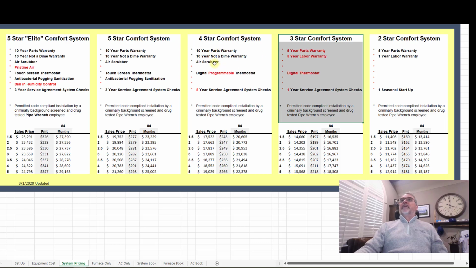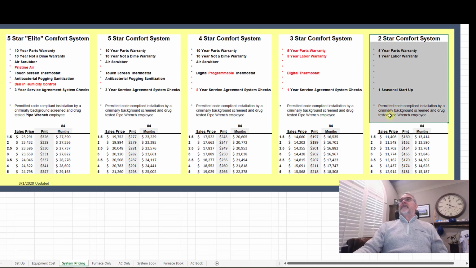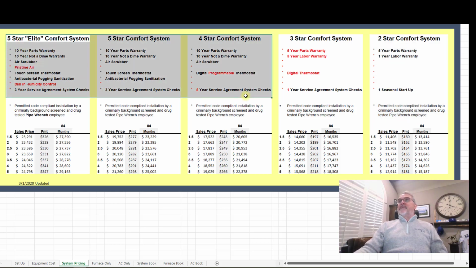You're not getting the scrubber. You're not getting the programmable. And instead of a 2-year service agreement, you get a 1-year service agreement. And then over here, what am I not getting? Well, you're not getting the 5-year warranty, the digital thermostat, and the 1-year service agreement. You get a seasonal startup over here. So these are the stair steps down, and the pricing stair steps down.